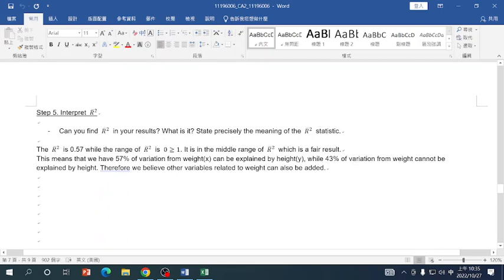And for step 5, can you find out the adjusted R square in the result? And we can see the adjusted R square is 0.57, while the range of adjusted R square should be between 0 and 1. Our result is in the middle range, which we consider not a failure because it's not very good or not very bad. This means that 57% of the variation in weight can be explained by height, while 43% of the variation in weight cannot be explained. Therefore, we think we may have to add other related variables to make the adjusted R square higher.